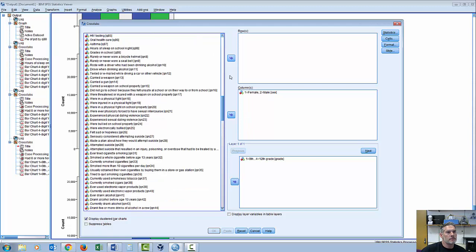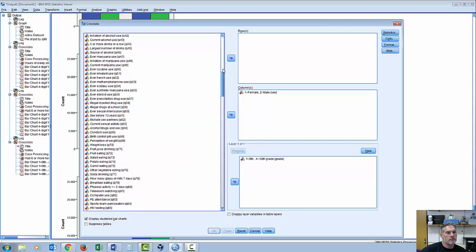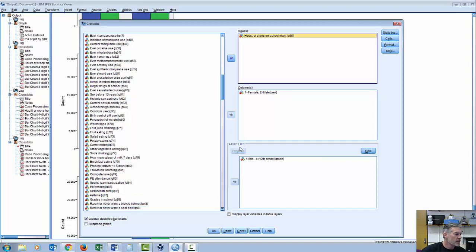Okay, so we're looking at hours of sleep on a school night for males and females by grade. That's a good one. Okay, see what it says. Before you scroll down, don't scroll down.